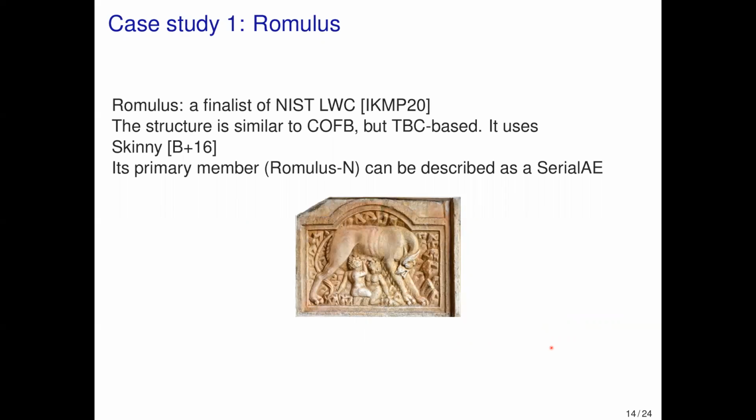Next, we show three case studies for our technique. The first one is Romulus-N, which is a finalist of the NIST lightweight cryptography competition. Its structure is similar to COFB, but it is TBC based. The underlying TBC is Skinny. Its primary member, called Romulus-N, can be described as a serial AE defined in the previous slide, so we can apply the pincer decryption.